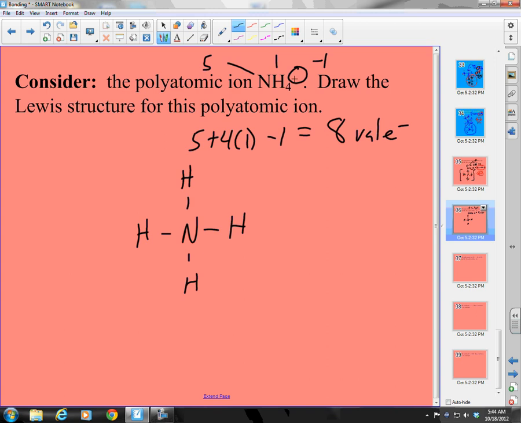Check for octet. Aha, my hydrogens don't need octets. My hydrogen needs 2, right? So there's 2 for each hydrogen. My nitrogen has 2, 4, 6, 8, so the nitrogen has an octet. That looks great. How many electrons in my picture? 2, 4, 6, 8. 8 electrons in my picture. It is an ion, so we put it in brackets. And what's its charge? Positive 1. So there we go. Beautiful, piece of cake, right?